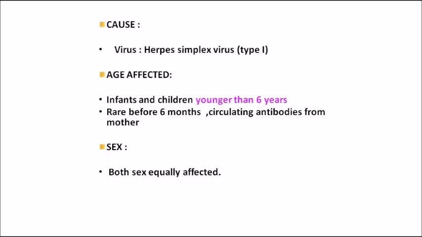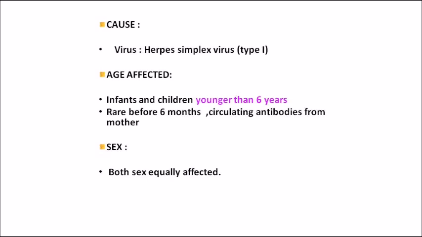After finishing ANAG, the next acute gingival infection is primary herpetic gingivostomatitis. I strongly hope this is also a familiar area for you. What is the causative? It is a virus. It is not a bacteria. It is herpes simplex virus type 1. Age affected: infants and children younger than 6 years. When we learnt ANAG, we said it is uncommon in children, but primary herpetic gingivostomatitis affects children younger than 6 years. It is rare before 6 months. So you can say the age of affection is between 6 months to 6 years.